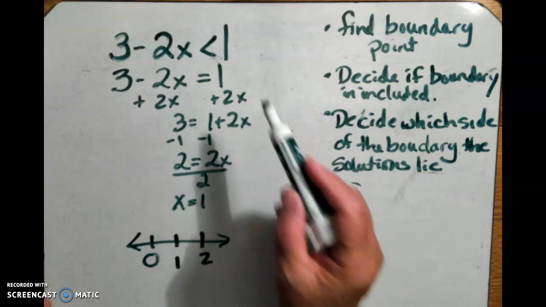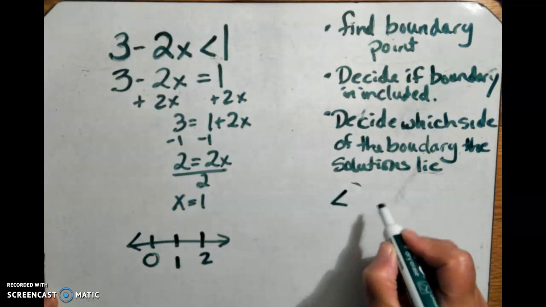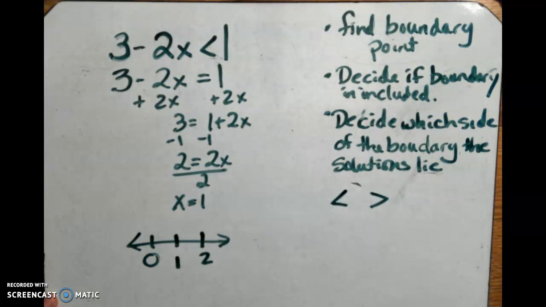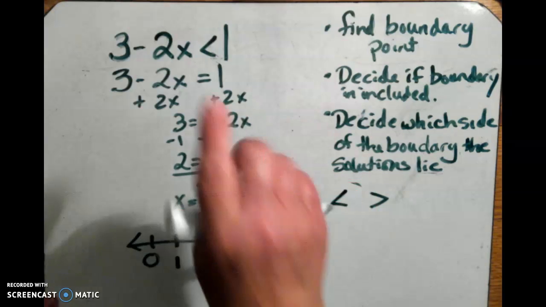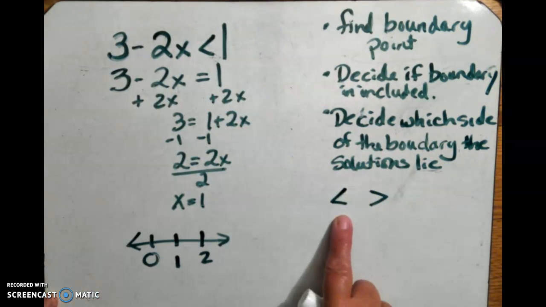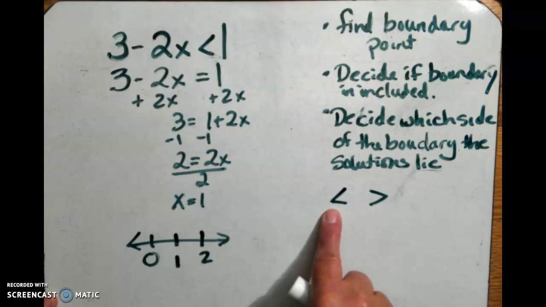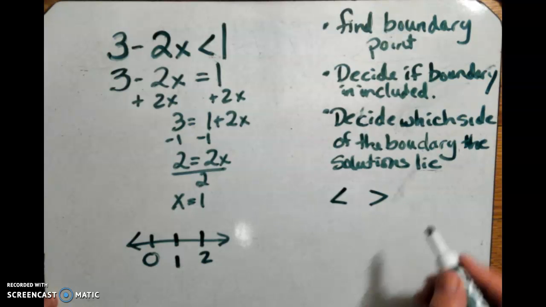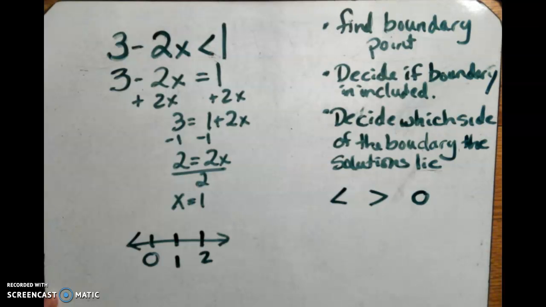Okay? So the next step is to decide if that boundary point is included. The thing that helps us to decide that is this sign right here. If it is a less than sign or a greater than sign, that means that that boundary point is not included. And in this case, 1 would not be a solution to this inequality because it doesn't have an equal sign underneath it. So if I see that my inequality has a less than sign or a greater than sign, the way I'm going to show that on my number line is with an open circle, because that says don't include that.